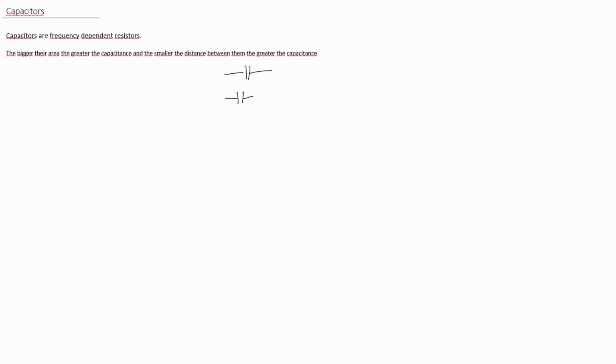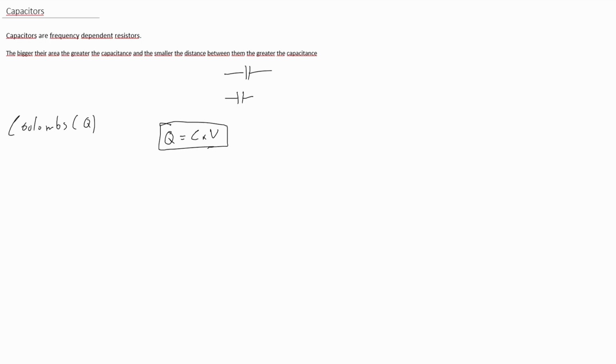The charge on a capacitor is measured in coulombs. Coulombs. And we can calculate it like this: coulombs equals the capacitance multiplied by the voltage.